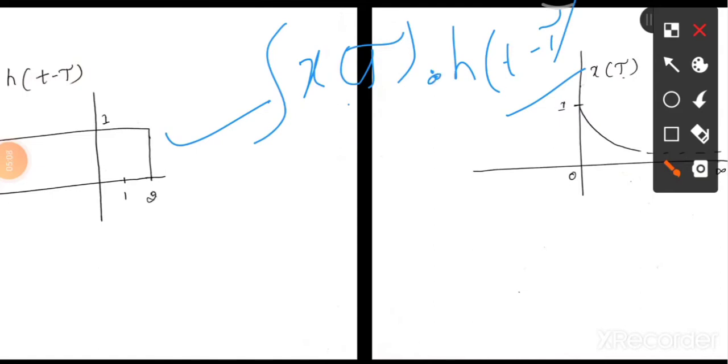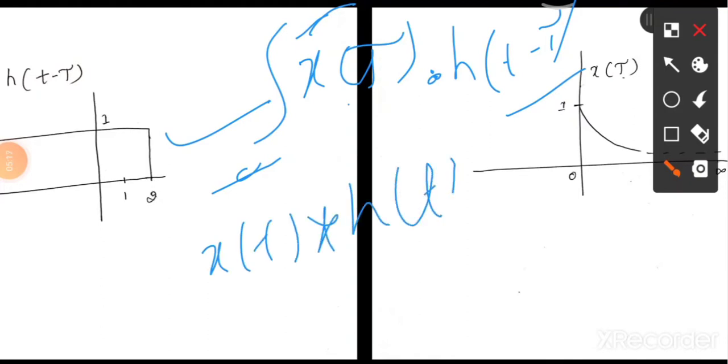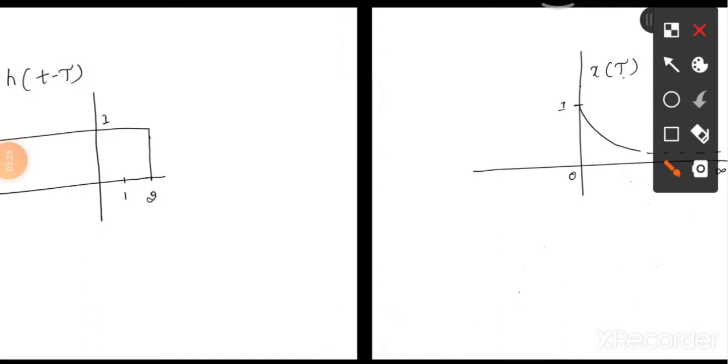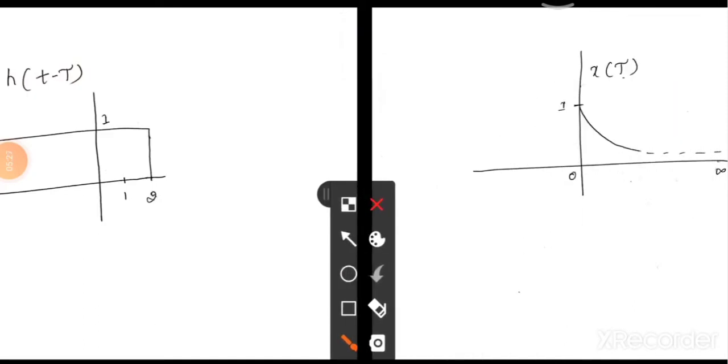When you do this convolution with integral limits, it will be x of t convolved with h of t. When you have reversed it and shifted, this simple multiplication can be done. If you are getting confused with that, what you can do is take the signal which is constant. This signal is constant, let it be as it is.